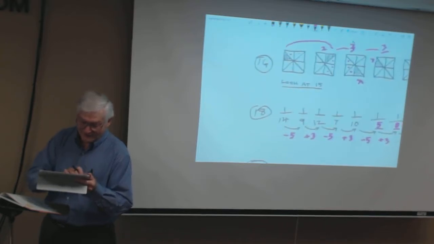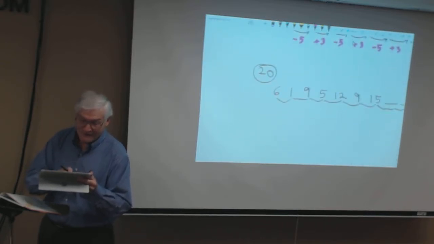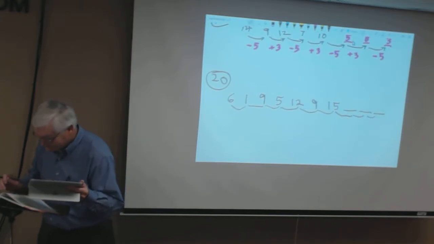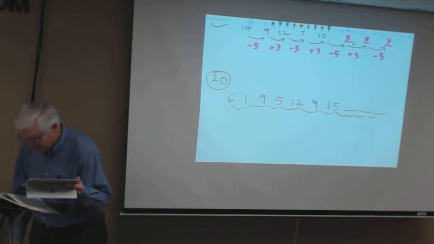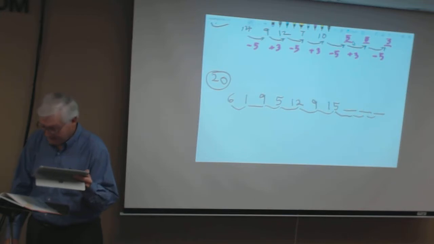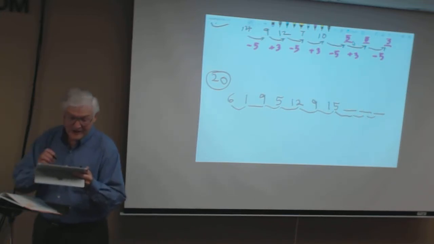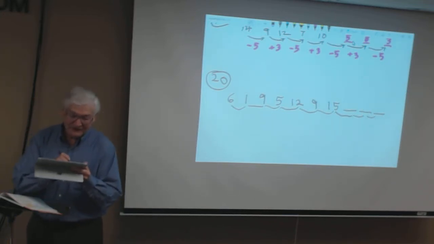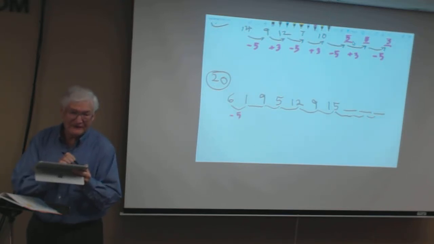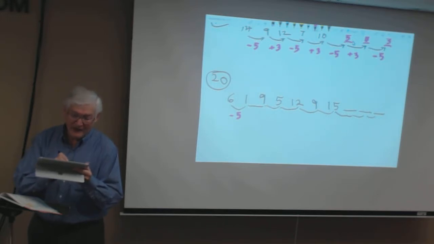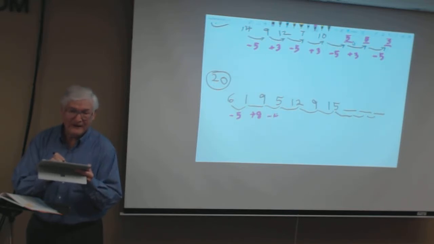Okay. Let's go on down here to number 20. 6, 1, 9, 5, 12, 9, 15. Well, they gave us plenty of them. Can you see the pattern? How did I get from 6 to 1? Minus 5, isn't it? How did I get from 1 to 9? You add 8. Plus 8. How did I get from 9 to 5? Minus 4. Is that right?